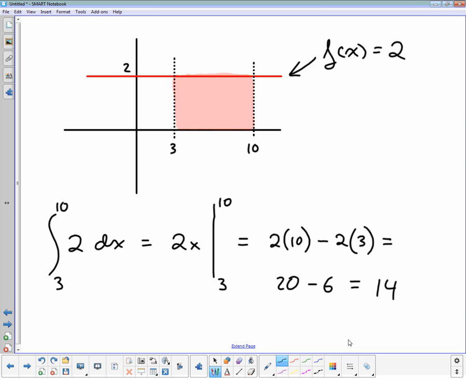Now, this becomes much more powerful when we're dealing with things that aren't so simple to do by geometric means. Some goofy curve, some weird shape. So there are some geometric formulas that you might want to remind yourself of, or at least put them somewhere nearby handy.